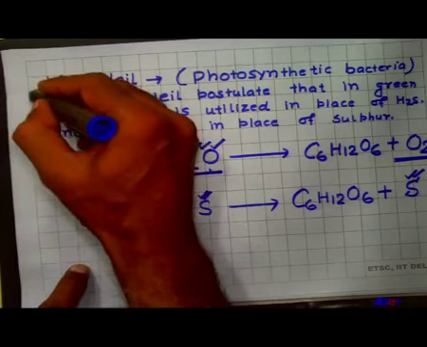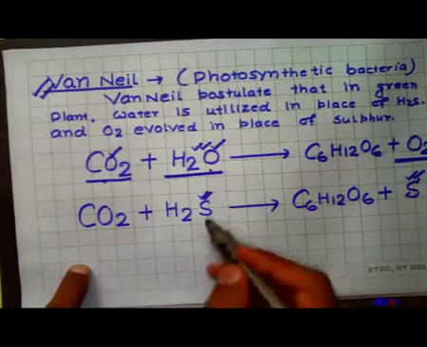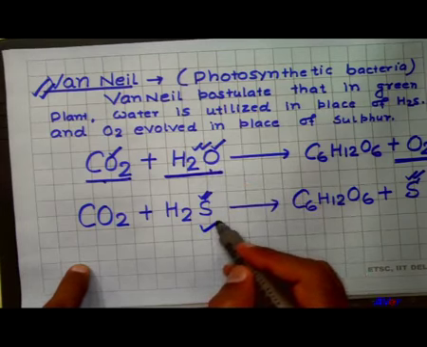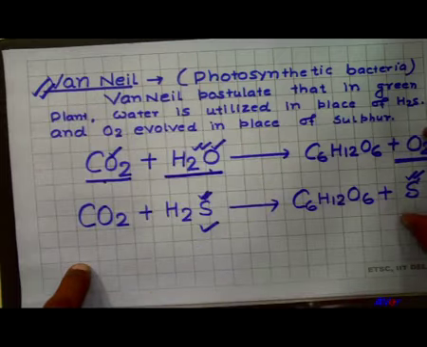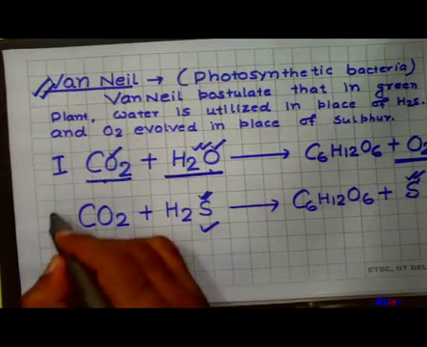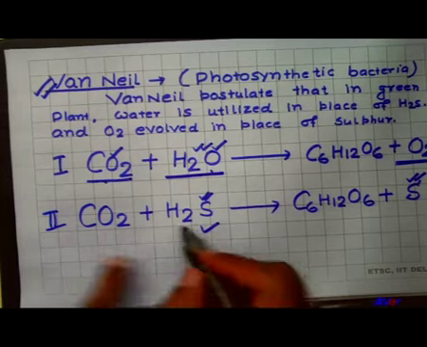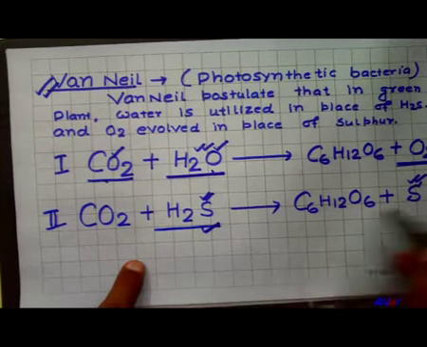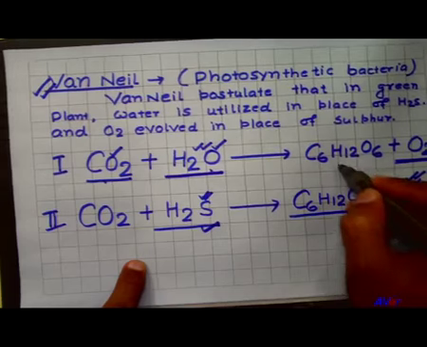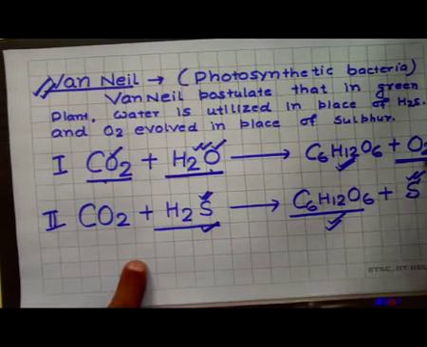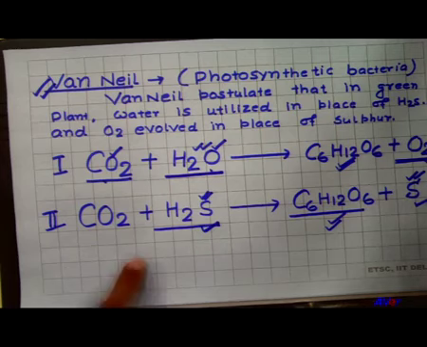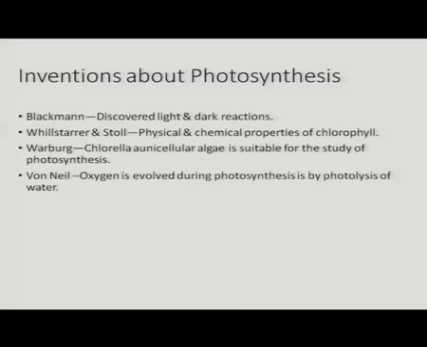So, this is the first proof by von Nil. Instead of using water, he used hydrogen sulfide, and this is the parallel reaction of photosynthesis. This one is the one reaction, this is the parallel reaction. Here, there is no use of water. So, in both cases carbohydrate, glucose, is formed, but instead of oxygen, sulfur is produced. So, von Nil concluded that oxygen evolved during photosynthesis by the photolysis of water.